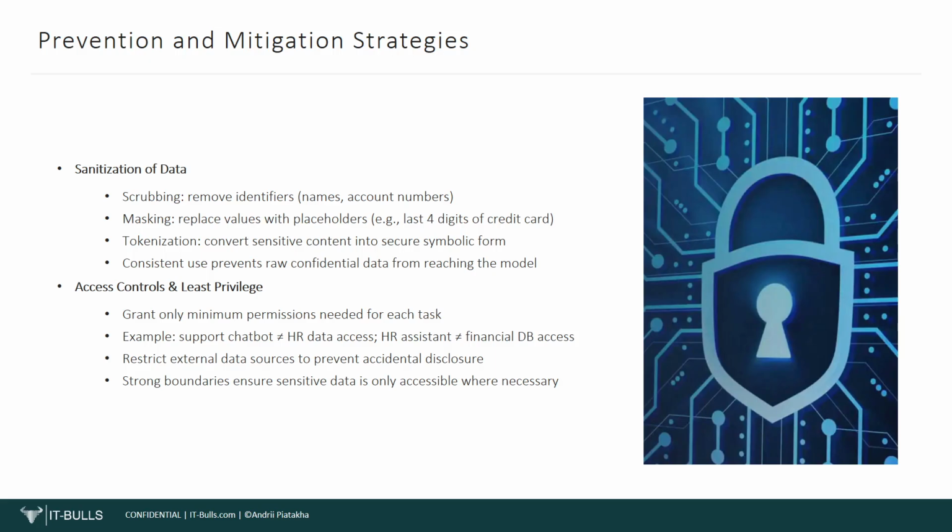Similarly, external data sources must be carefully restricted. If we allow the model to pull from every available source without filtering, we are inviting accidental disclosure. Proper access controls serve as a strong boundary, ensuring that sensitive data is only accessible where it is truly needed.